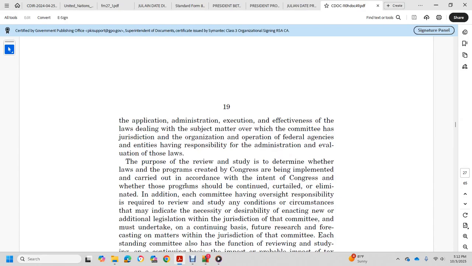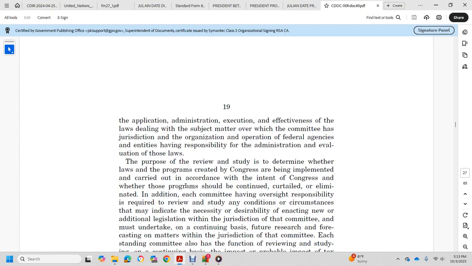In addition, each committee has the oversight responsibility to review and study any condition or circumstance that may indicate the necessity or desirability of enacting new or additional legislation within the jurisdiction of that committee. The committee must also undertake, on a continuing basis, future research and forecasting on matters within its jurisdiction.